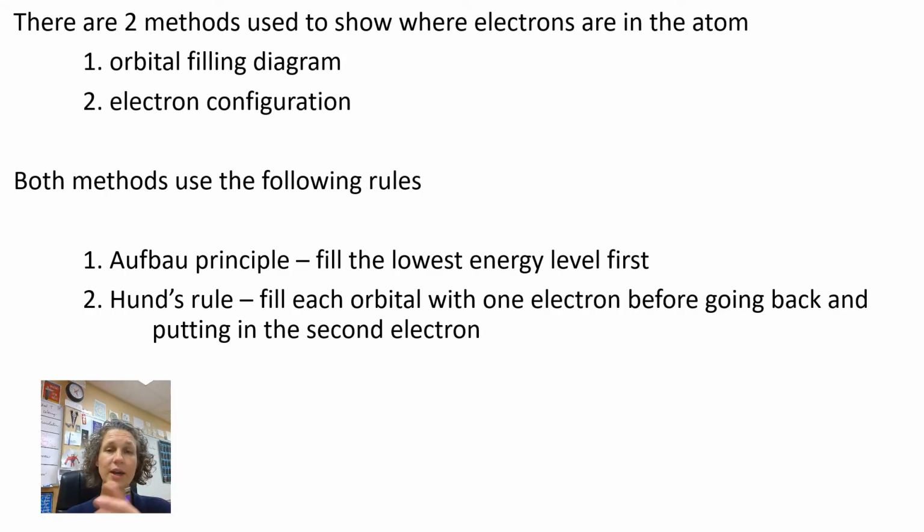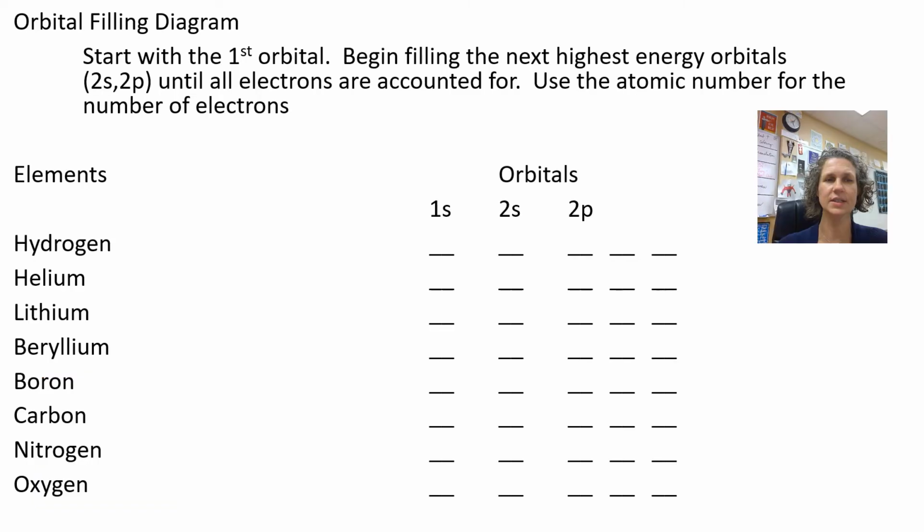Okay, so now 2 ways to tell where electrons are. An orbital filling diagram, which is less used, but we're still going to go over it, and then electron configuration, which is very, very important in my opinion. They follow 2 rules: the Aufbau principle, which says to fill the lowest energy level first, and Hund's rule, which says to fill each orbital with 1 electron before going back to the second electron. And when we do the example, that should make more sense.